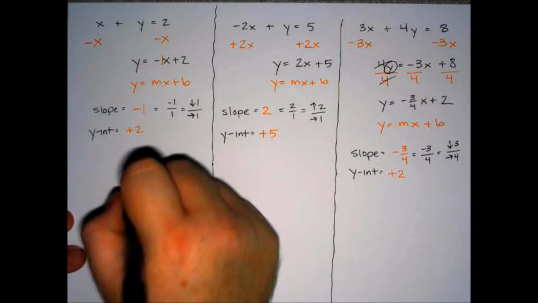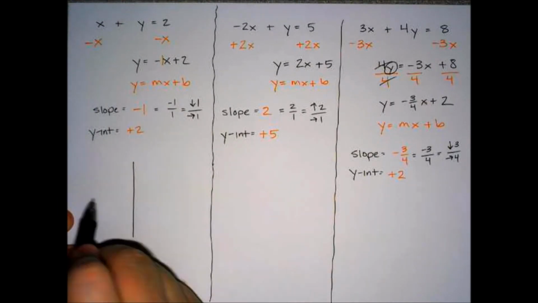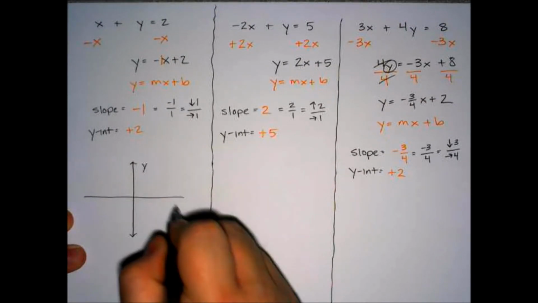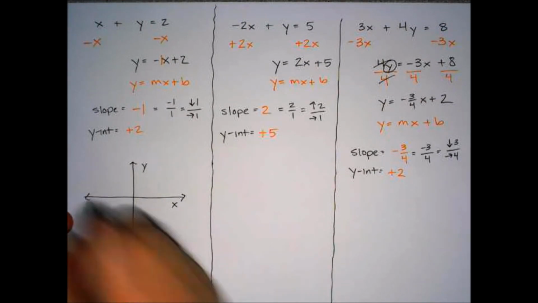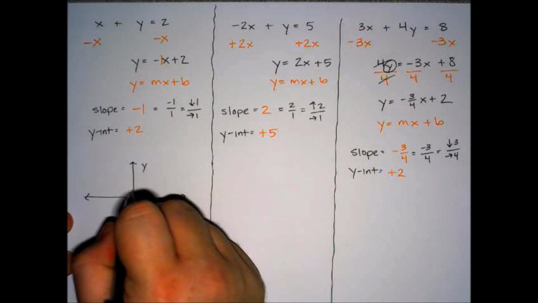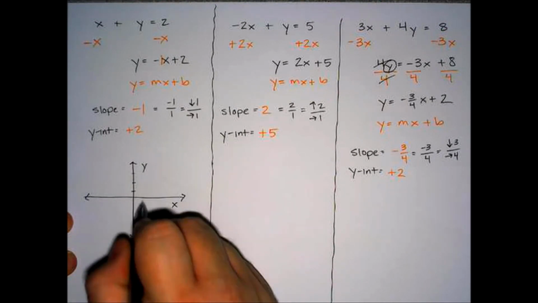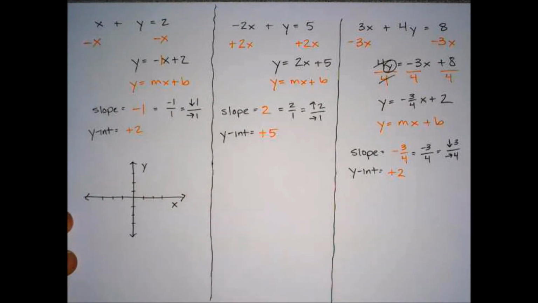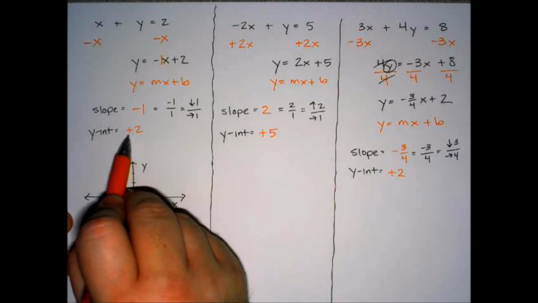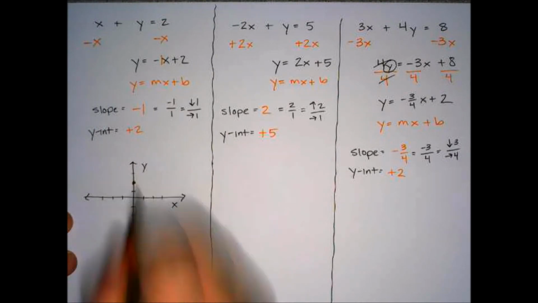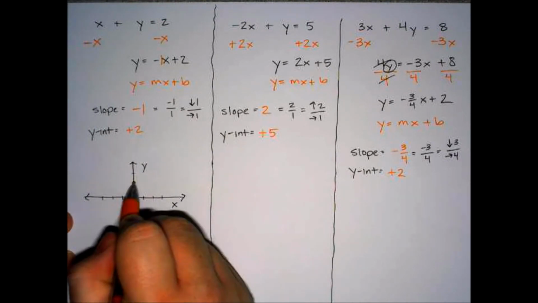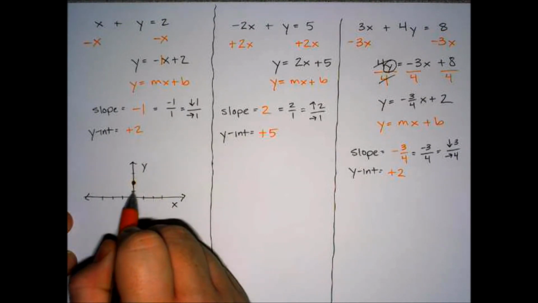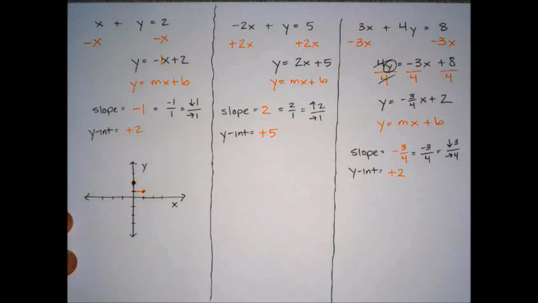Then we draw our xy plane. Make sure you label each axis. So this is 1, 2, 3, 1, 2, 3, 1, 2, 3. On this one here, the y-intercept is plus 2. That's right here on the plus 2 mark. I don't know if you can see it. And then that negative 1, we go down 1, or we go over 1, at that point right there.